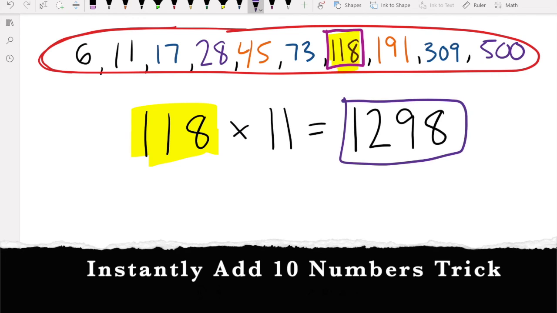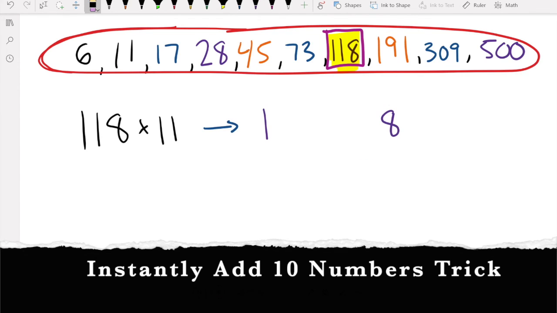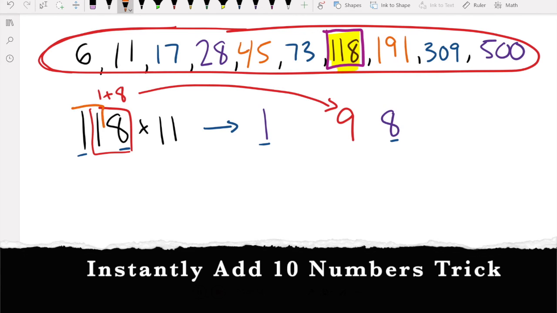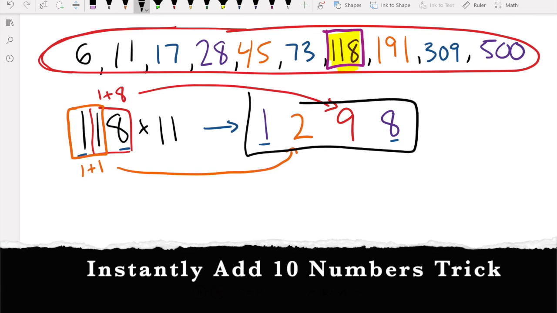Now you might think, how am I supposed to multiply by 11 in my head super quickly? Well, I can show you right now, and I do have a different video on that if you look in my channel. But let's look at it real quick, how to multiply a 3-digit number by 11. Okay, first, you separate the digits. You put the ones digit over here and the hundreds digit here. And then you take these two numbers, 1 and 8, and you add them together. So 1 plus 8 equals 9. Next, you take these two digits here, and you add them, and 1 plus 1 equals 2. So there's your answer, 1,298.